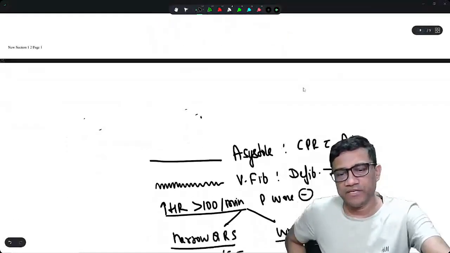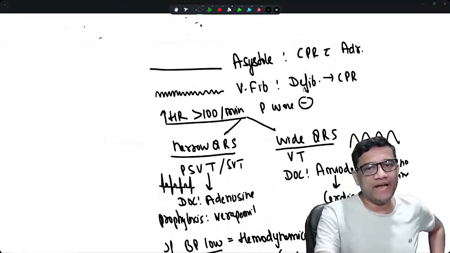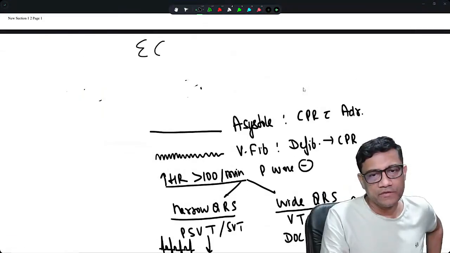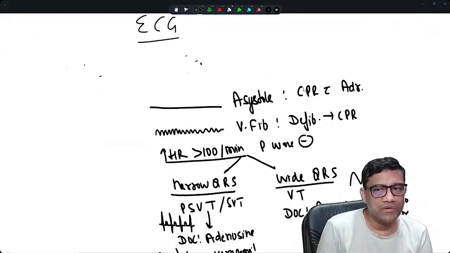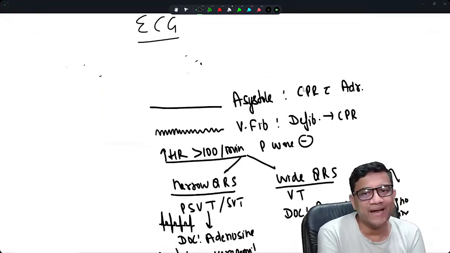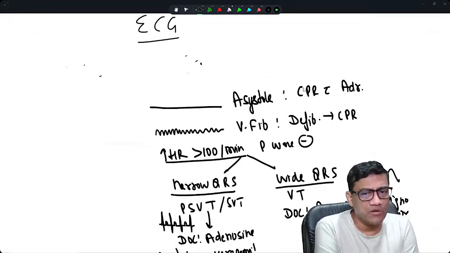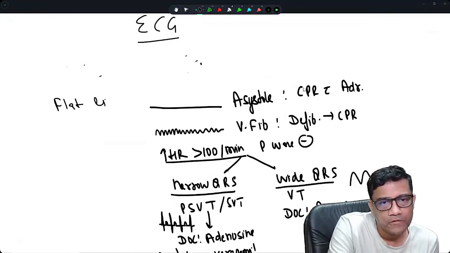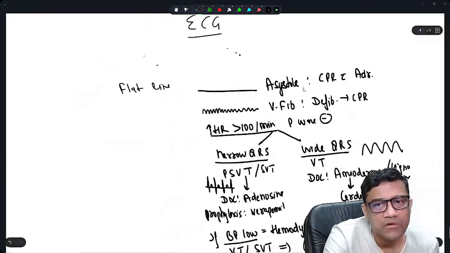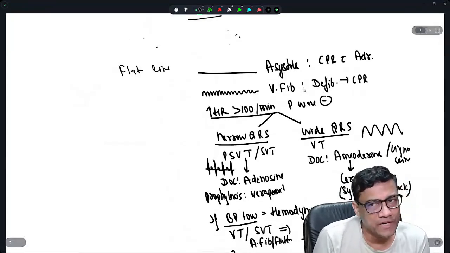Last is our ECG changes. If there's a flat line on the ECG, what is a flat line called? Asystole. For the treatment, CPR with adrenaline. So once again, flat line is asystole. For the treatment, we will give CPR with adrenaline.